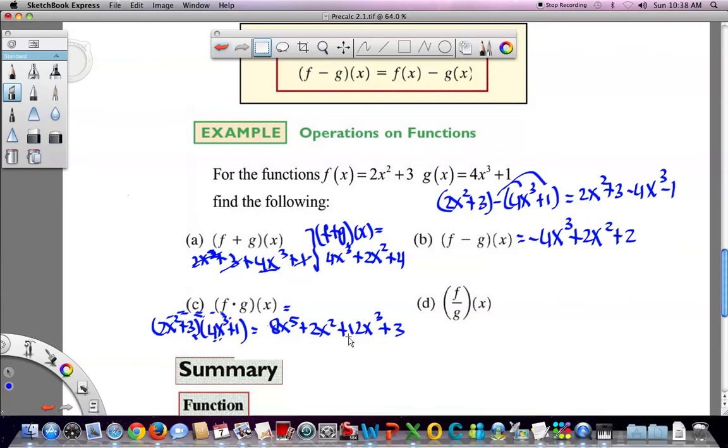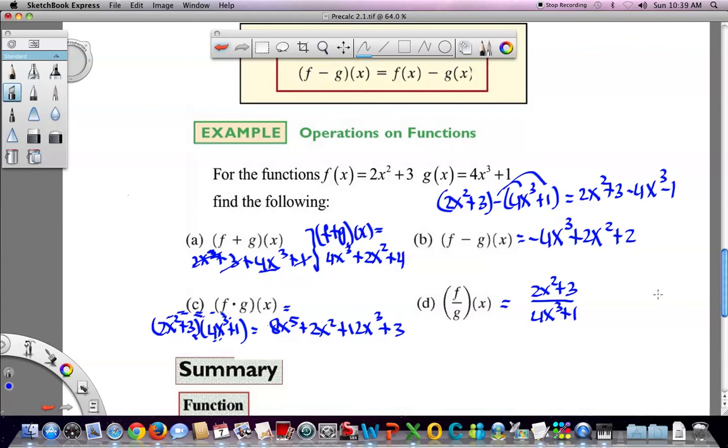And then f divided by g would be, it's actually the easiest one here, because you literally can just write 2x squared plus 3 divided by 4x cubed plus 1. Okay. Now, I didn't say anything about domain here at all, but you are supposed to look at the domain. It didn't say this here. I think in your textbook it will when you do the problem. So you have to keep the domain values in the back of your mind here.